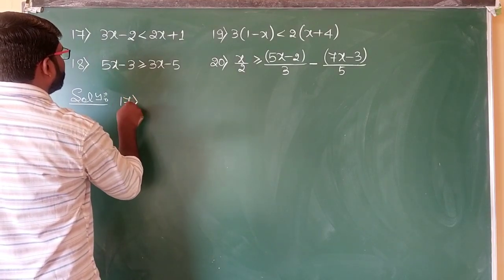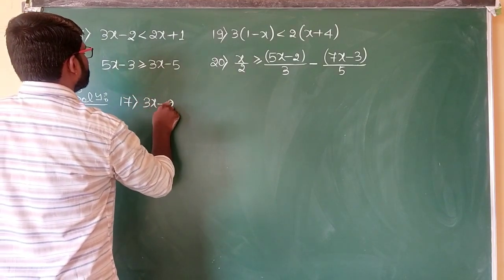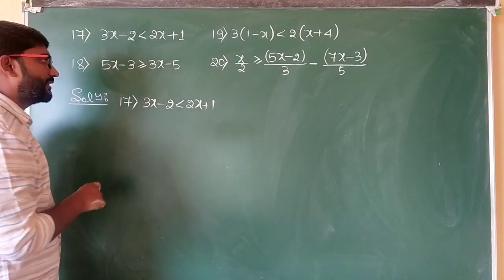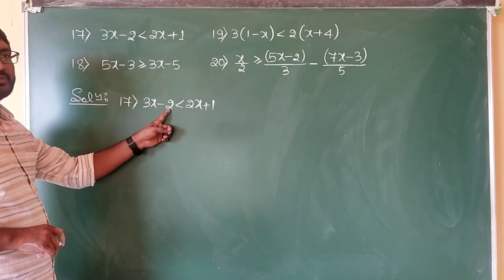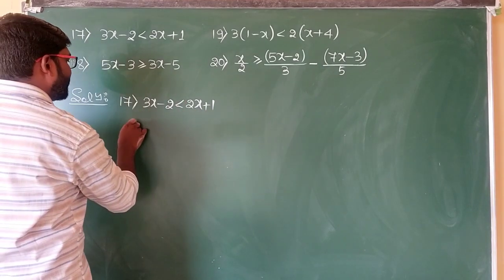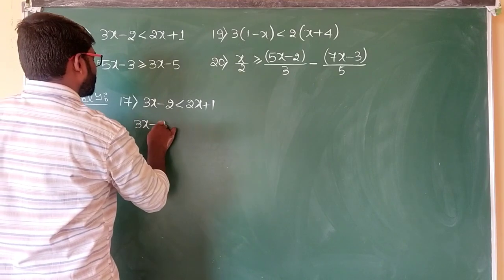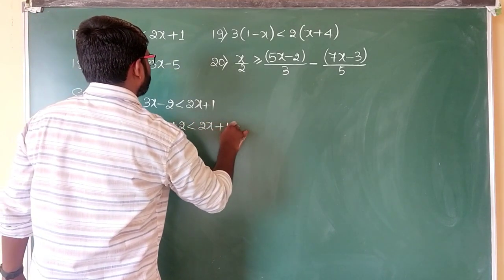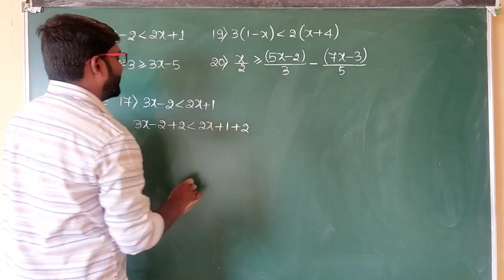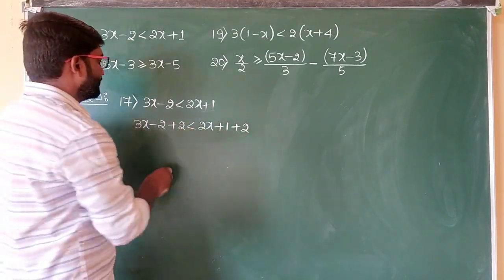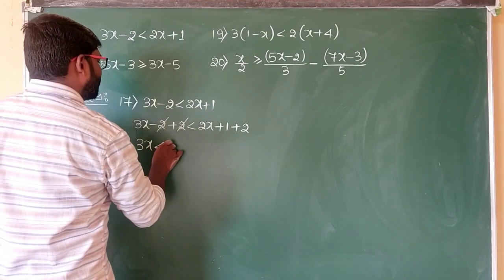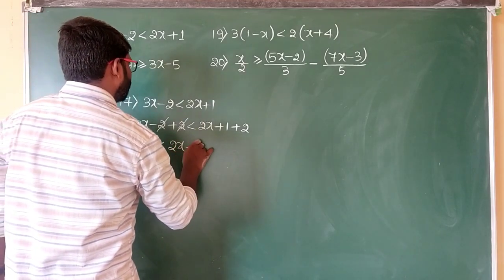17th one, 3x minus 2 less than 2x plus 1. Now we have to eliminate minus 2, that means add 2 to both sides. 3x minus 2 plus 2 less than 2x plus 1 plus 2. So, we are adding 2 to both sides. Minus 2 plus 2 get cancelled. We have 3x less than 2x plus 3.